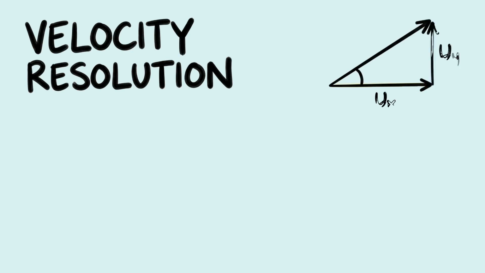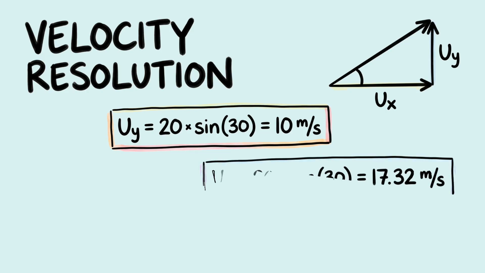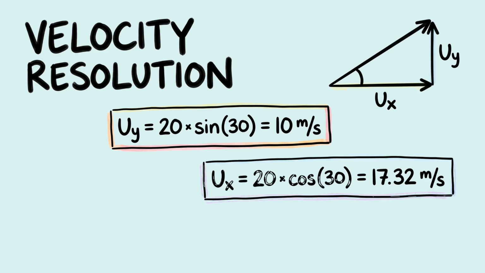To solve this for JEE, we need precision. We have an initial velocity of 20 meters per second at an angle of 30 degrees. So, our first step is resolving this velocity into components. The vertical is 20 times sine of 30 degrees, which gives us 10 meters per second. And the horizontal? That's 20 times cosine of 30 degrees, or 10 root 3 meters per second.